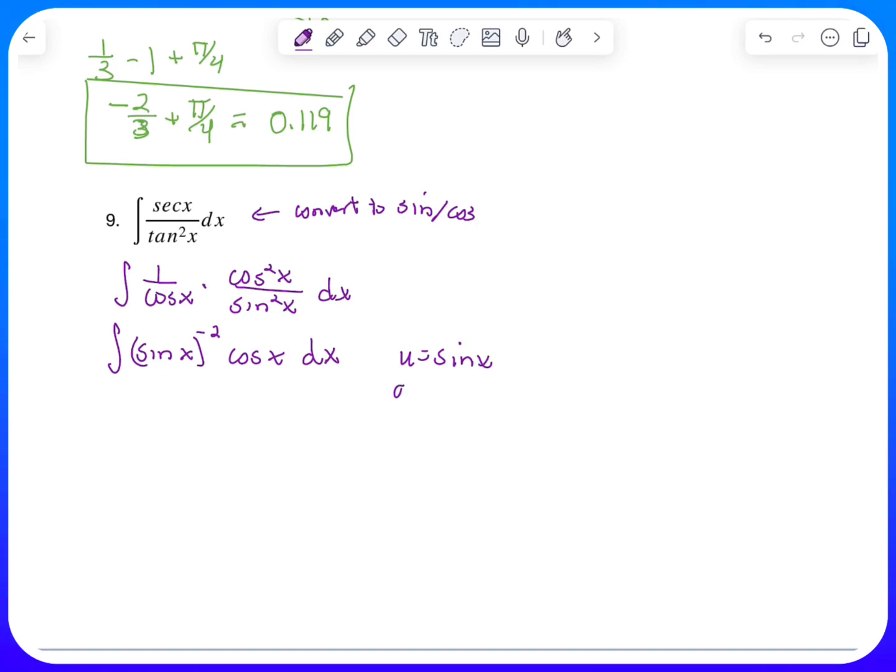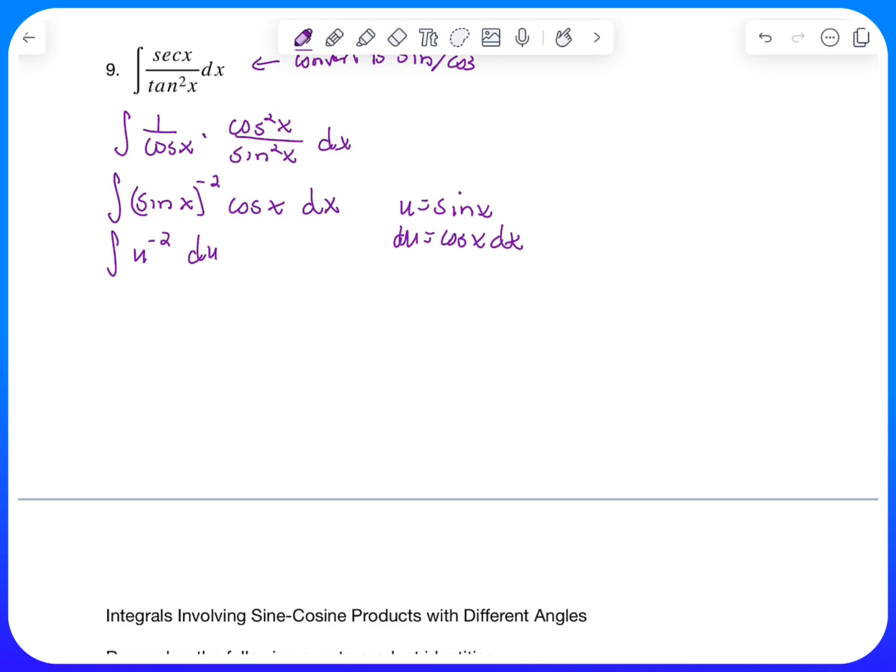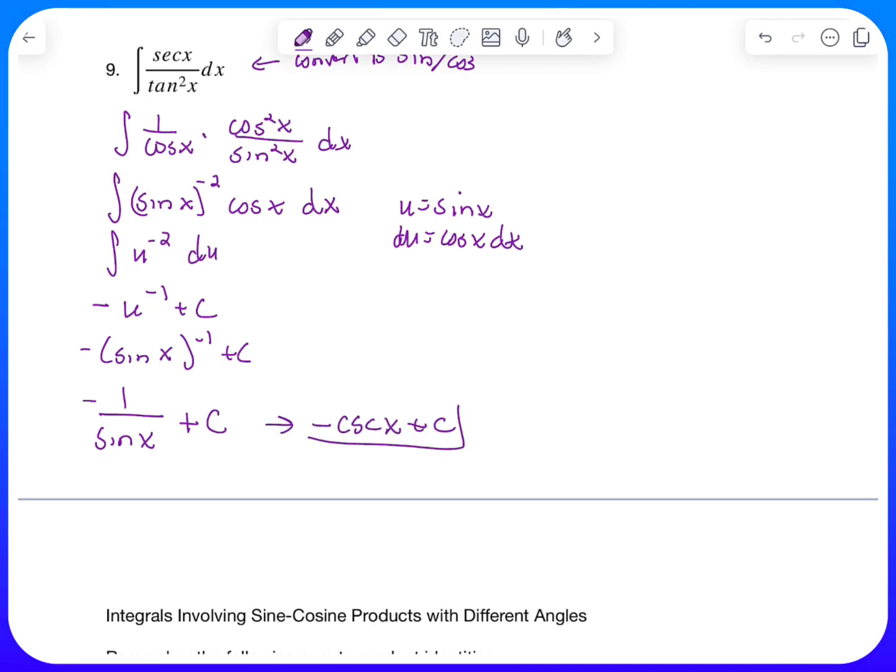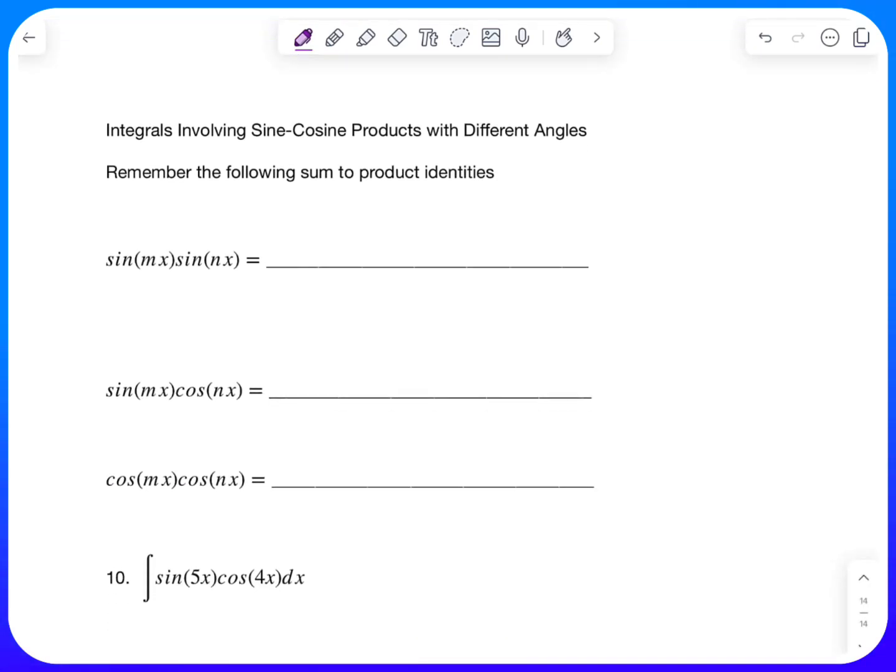I can let u equal sine of x. So du is equal to cosine x dx. And so this becomes u to the negative 2 du is our integral. And we just integrate that. So that's going to be negative u to the negative 1 plus c. And so that's going to be negative sine of x to the negative 1 power plus c. Or negative 1 over sine of x plus c, which we would have simplified. Remember, 1 over sine is cosecant. So our actual answer is negative cosecant of x plus c.